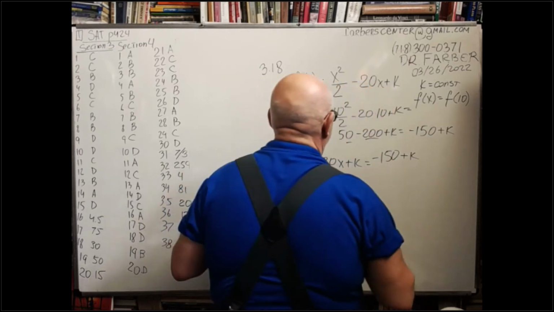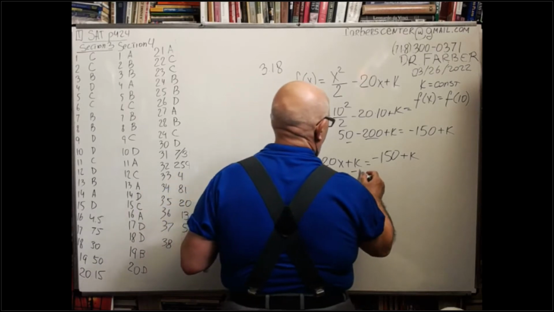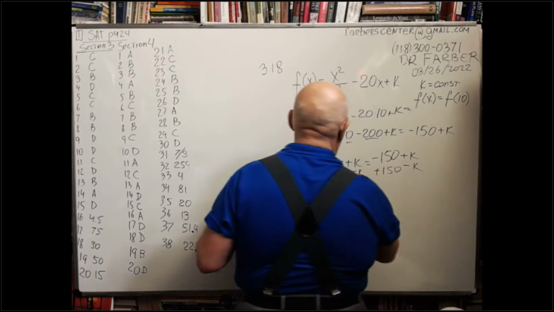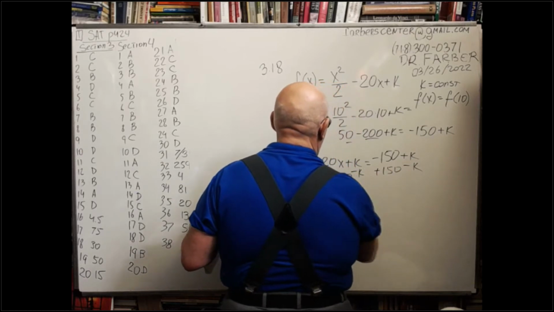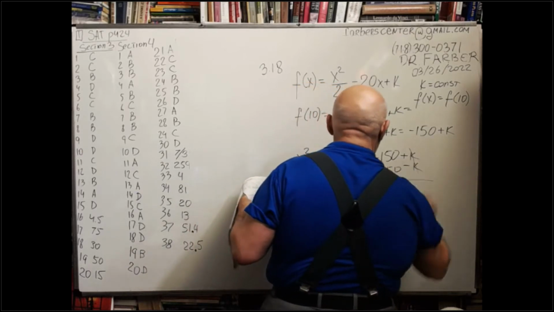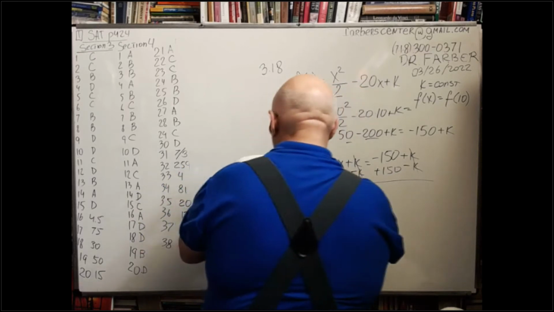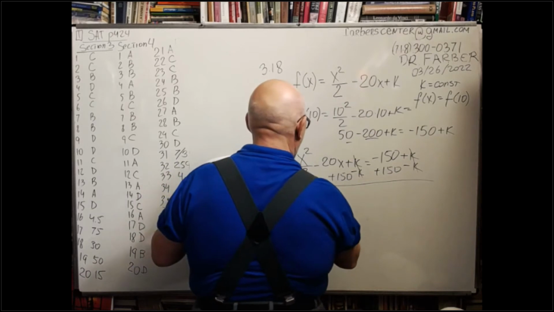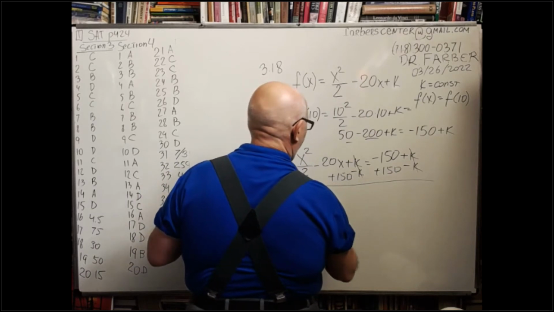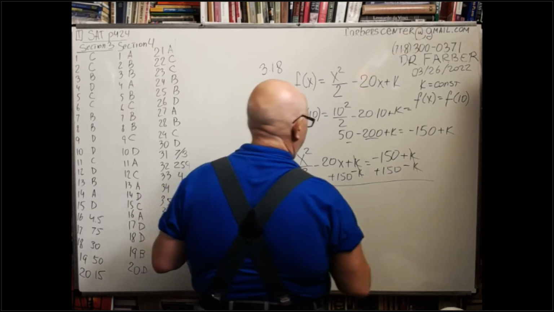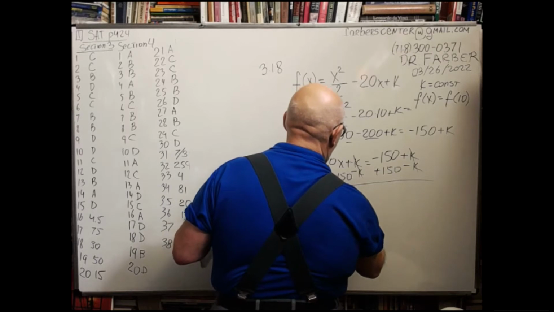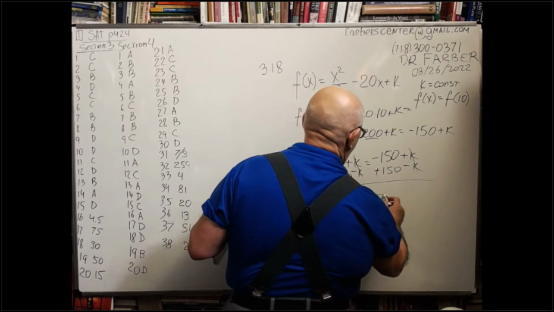So solve this. Minus k and minus k, plus 150, plus 150. And you have a quadratic equation, cancel, cancel. You have x squared over 2, plus we have minus 20x plus 150 equals 0.